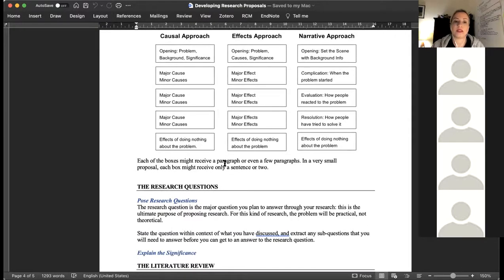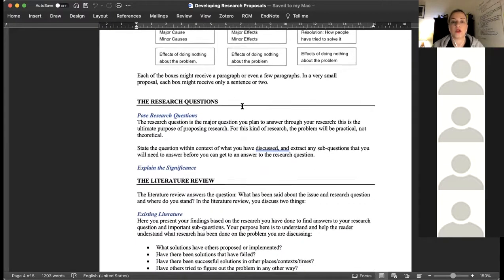Each of the boxes might receive a paragraph or a few paragraphs in a very small proposal. Each box might receive only a sentence or two if you're writing a short proposal, which I want you to do for this project.